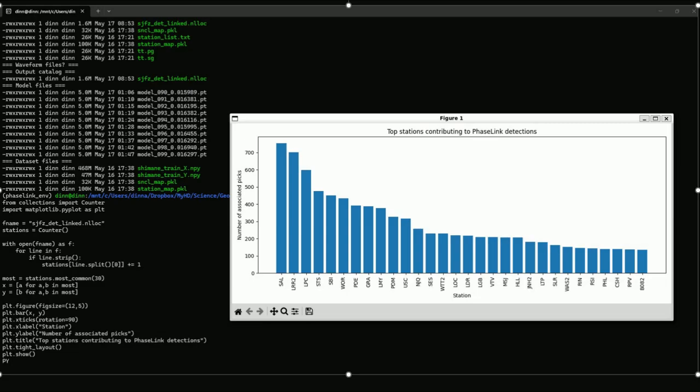This figure shows which seismic stations contributed most strongly to the phase-link earthquake catalogue. Participation intensity is measured by the number of associated seismic peaks contributed by each station. Stations with higher values played a larger role in detecting and associating earthquake arrivals, while stations with lower values contributed less frequently. The plot therefore provides a simple overview of how different parts of the seismic network contributed to the final catalogue.